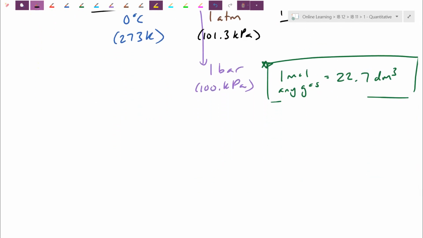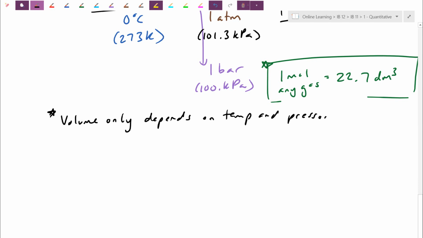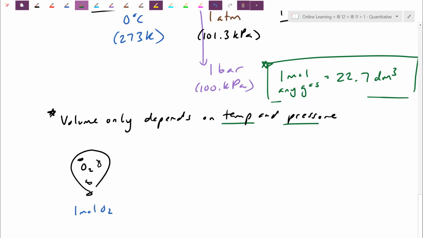What's surprising about this is the volume. Let me write this in words here. The volume only depends on what temperature and what pressure we are at. So what I'm saying to you is, let's say I have a balloon. Let's fill it with oxygen. Now the oxygen molecule here is relatively tiny. I'm not talking about the volume the molecule itself takes up. I'm saying if I have 1 mole of oxygen inside, and we are guaranteed to be at standard temperature and pressure, STP, you can always assume that I know the size of this balloon is exactly 22.7.